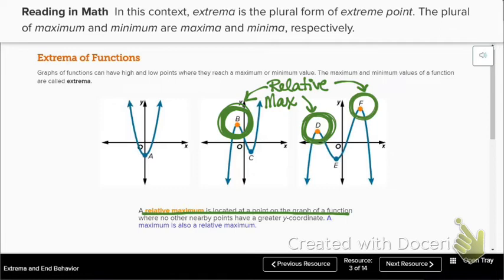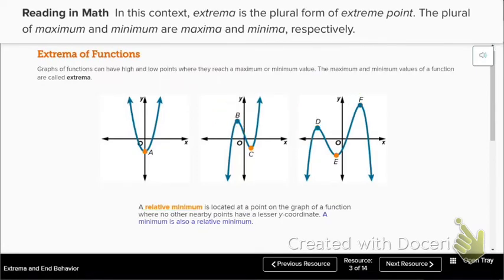What about relative minimums? Do you see any of those up here? Oh, yeah. There are three of them. Where are they? Mm-hmm. We've got one at A. We've got one at C. And we've got one at E. These are relative minimums.